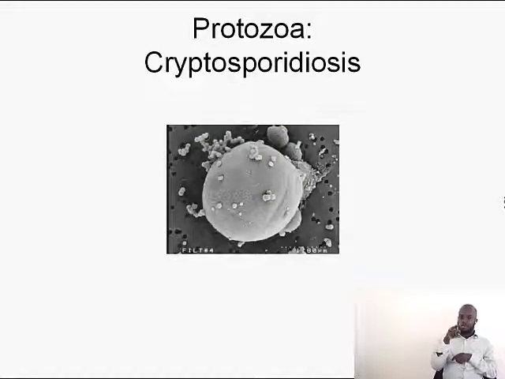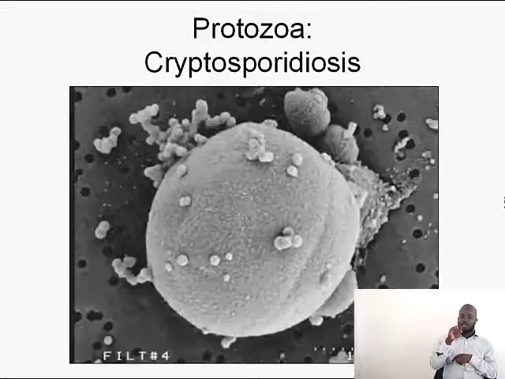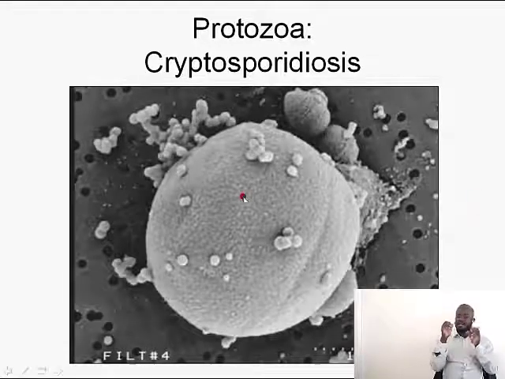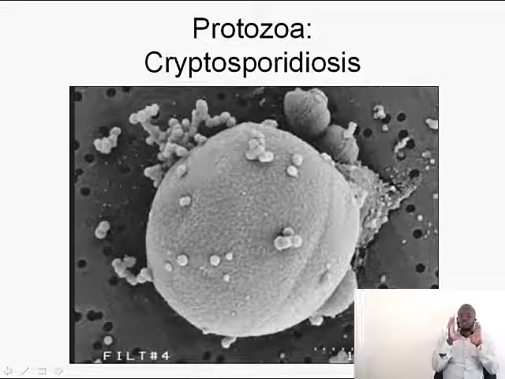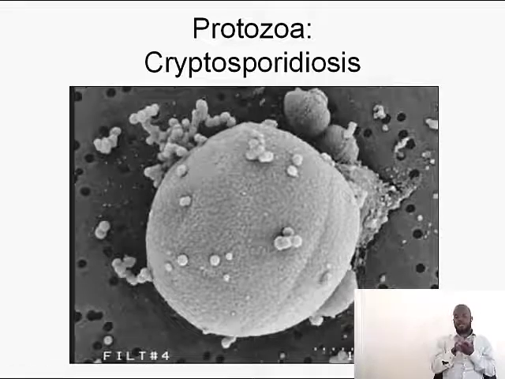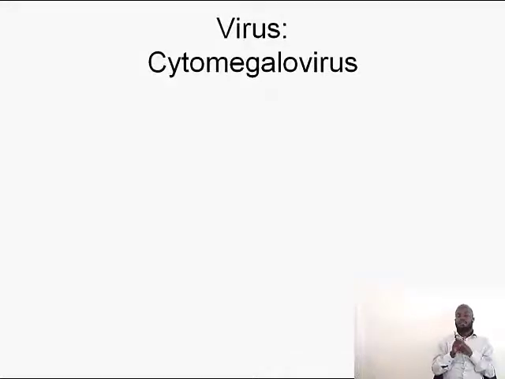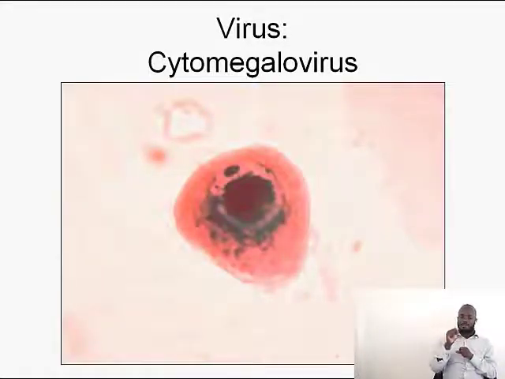So this is a protozoa. This is Cryptosporidiosis, or Crypti. And it can be really gross to look at stuff like this, but it's important to realize that all of these have weaknesses, and they all have sort of shapes and their own way of reproducing. This is a virus. This is Cytomegalovirus, which is a virus that can cause blindness if left untreated. So we have some good news about all of these.